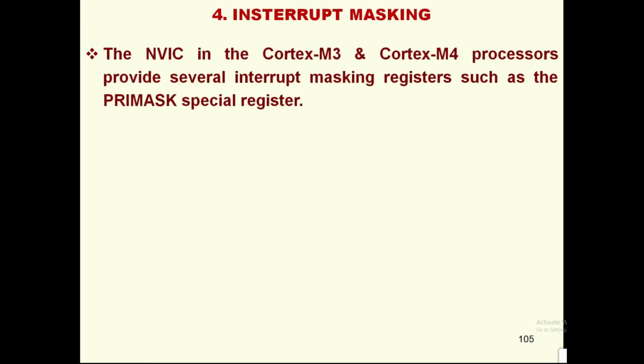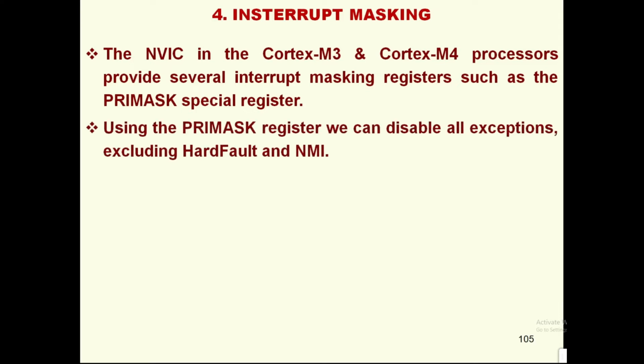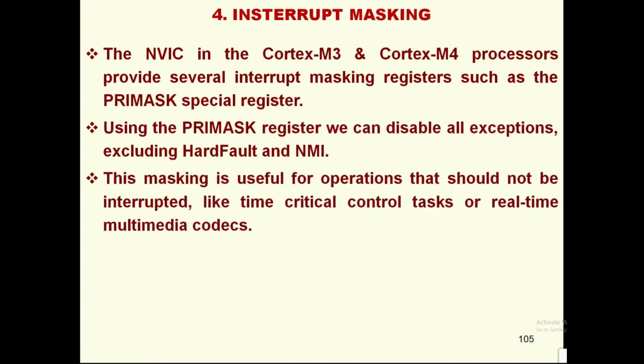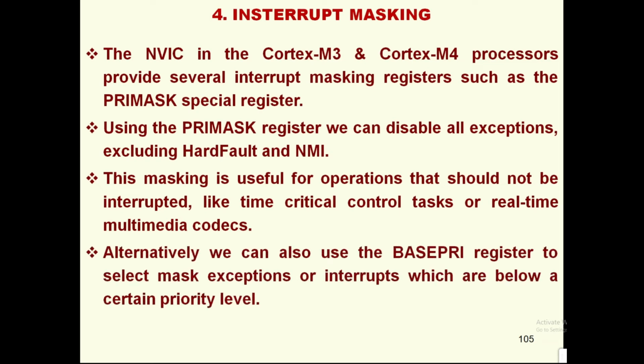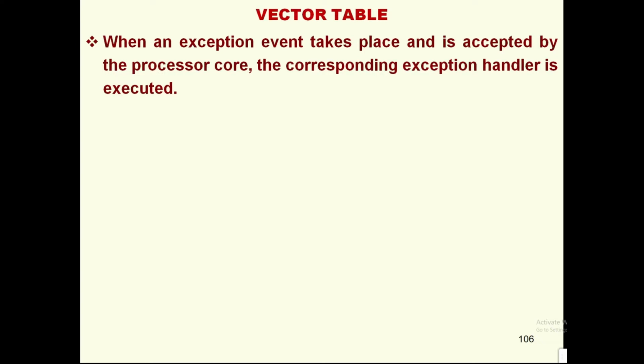And the fourth feature is interrupt masking. The nested vector interrupt controller in the Cortex M3 and Cortex M4 processors provides several interrupt masking registers such as the primary mask register. Using the primary mask register, we can disable all exceptions including the hard fault and non-maskable interrupt. This masking is useful for operations that should not be interrupted, like time critical control tasks or real-time multimedia codecs. Alternatively, we can also use the base priority register to mask exceptions or interrupts which are below a certain priority level. And there is a vector table.